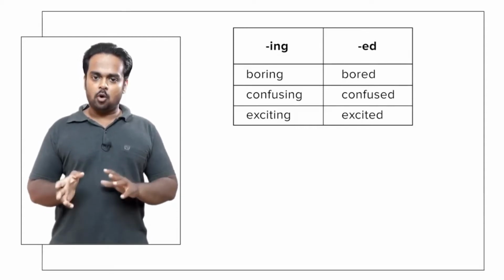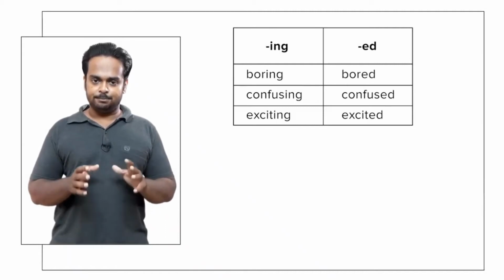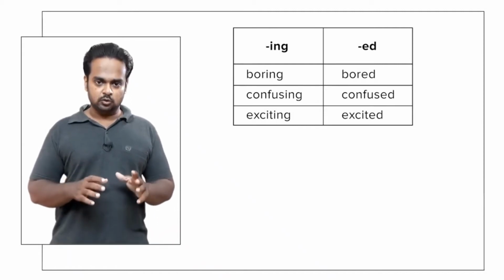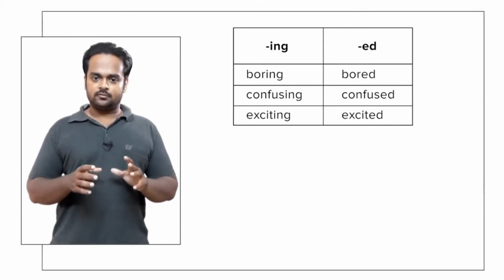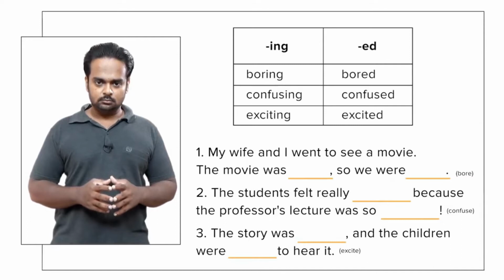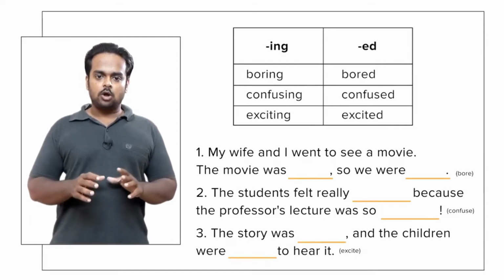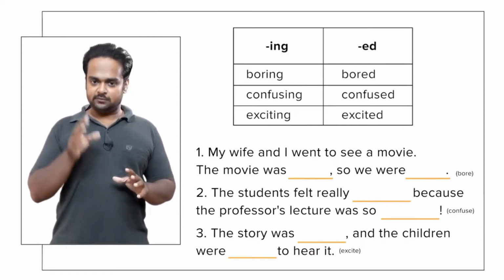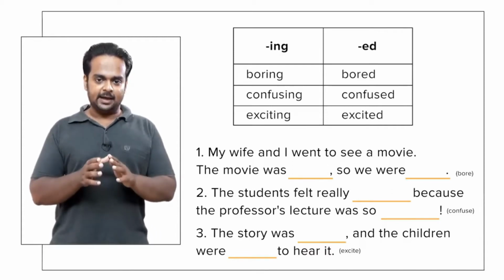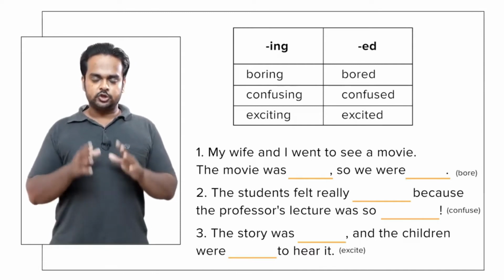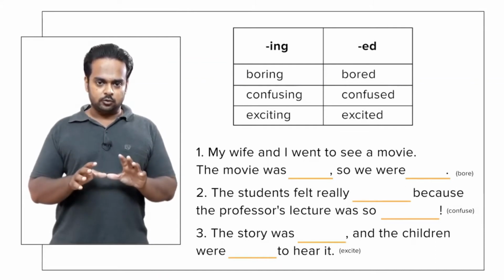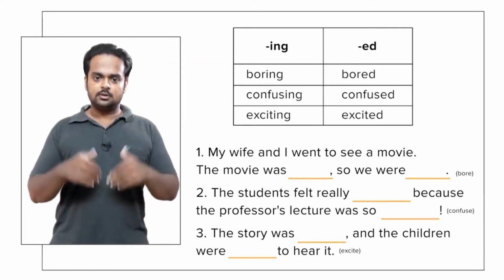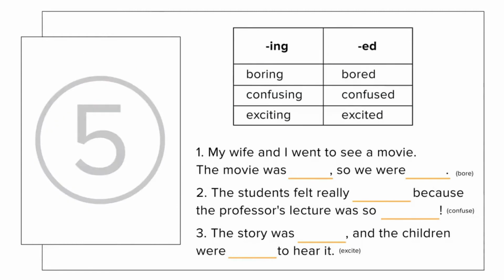The adjectives boring and bored are formed from the verb bore, confusing and confused from the verb confuse, and exciting and excited formed from the verb excite. Now you see 3 sentences on the screen. In each sentence, I want you to put an ing adjective in one blank and the ed adjective in the other blank. There's a clue at the end of each sentence to help you. Stop the video now if you'd like. Think about your answers, then play the video and check.